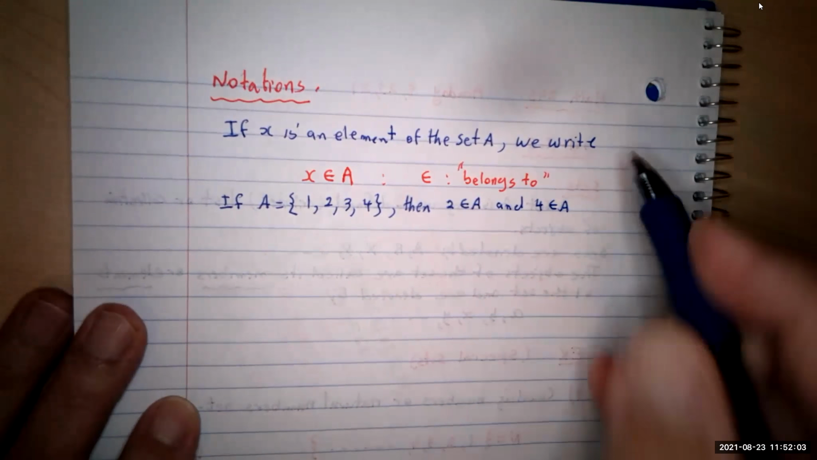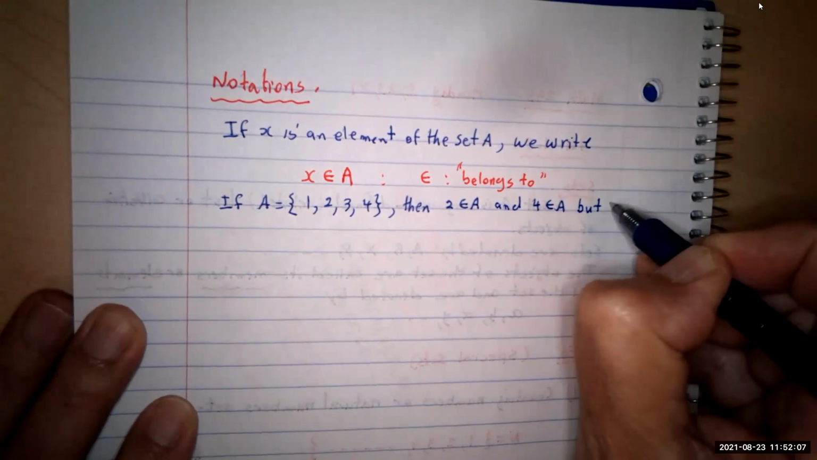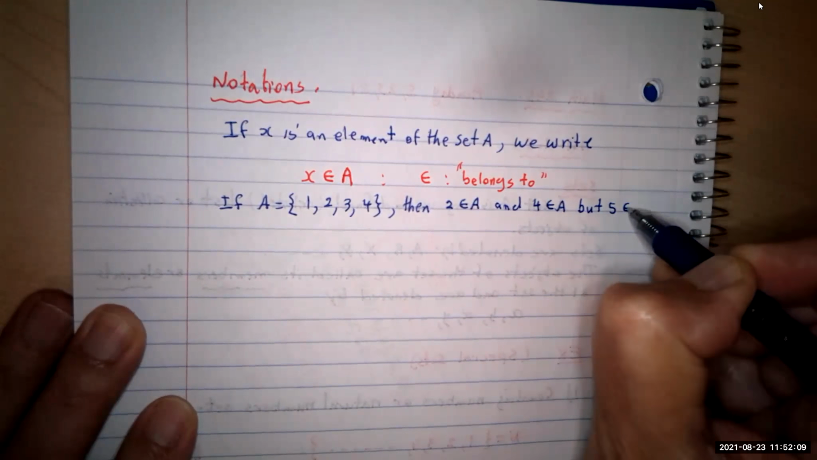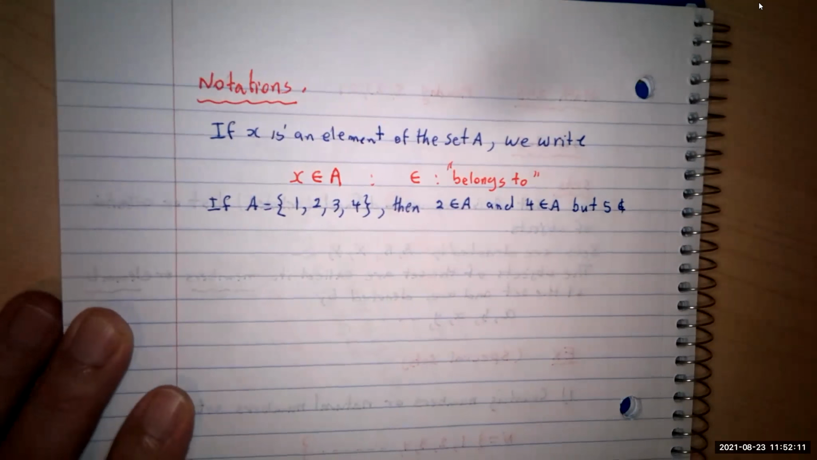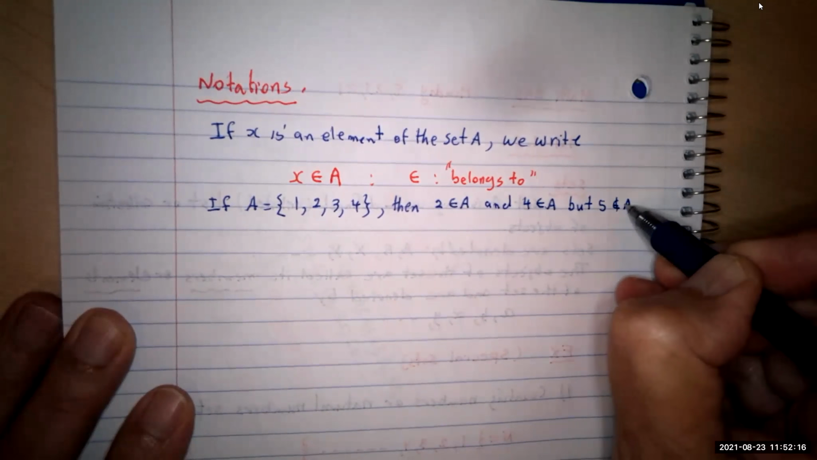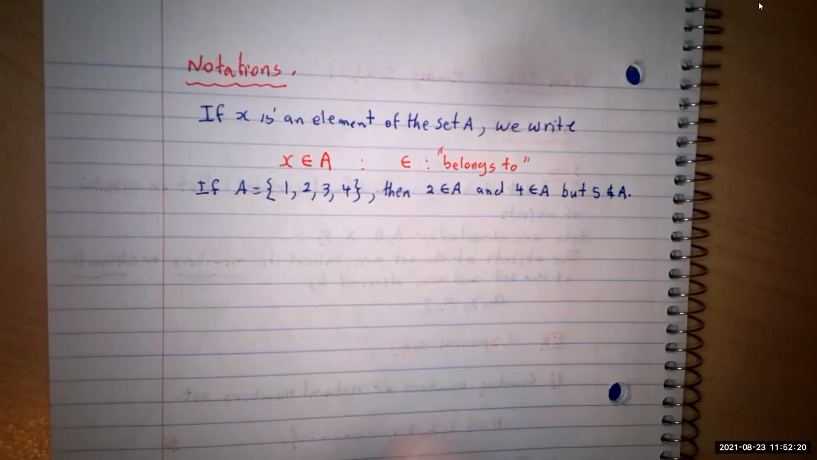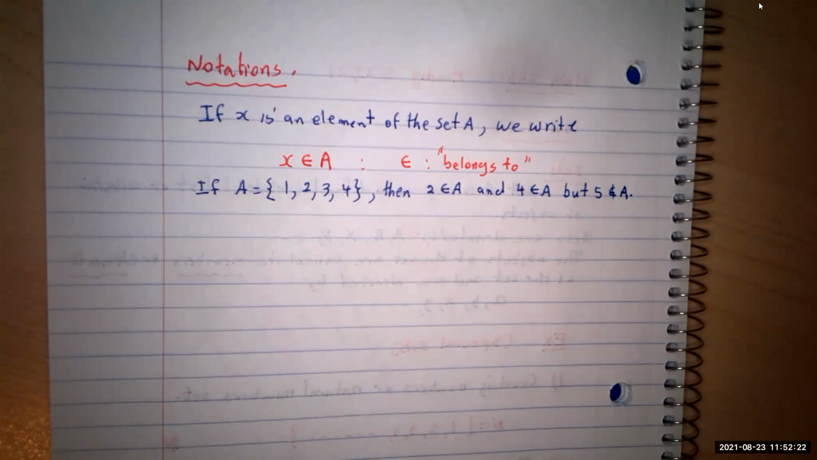But as you can see, there is no 5 here. If you have 5, you can say that 5 is not in A. This is the way we write it down. So this is belongs to, and this is does not belong to A. Look at this notation. It makes things easy for us, and we're going to use it quite a lot. So get to know it. Any question?